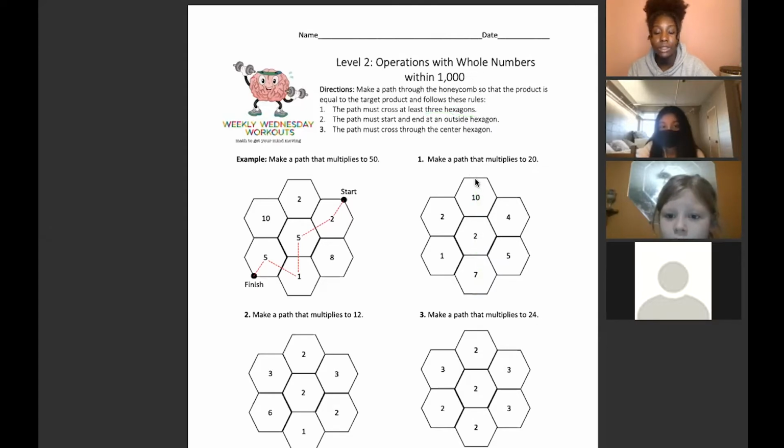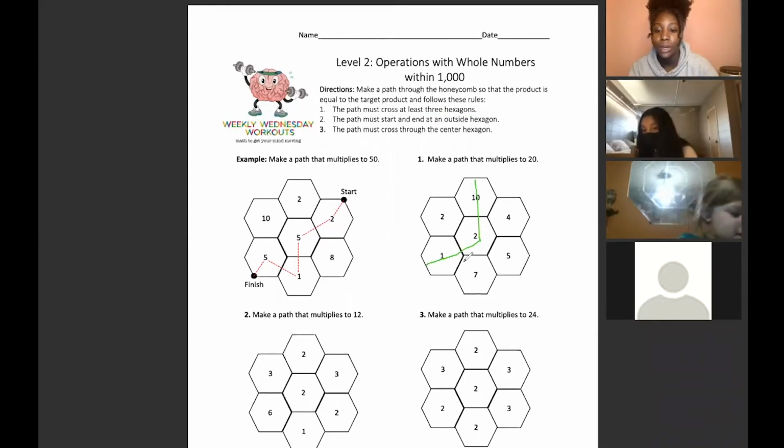So 10 times 2 is already 20, right? So we could go to 1. Good. So we went through 3 hexagons. We went through the middle. And we also started and ended on the outside. So that's a really good job. Does anyone else have a different answer?